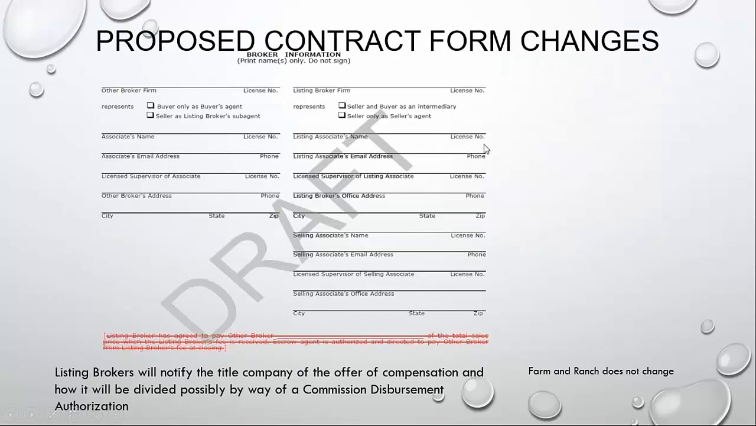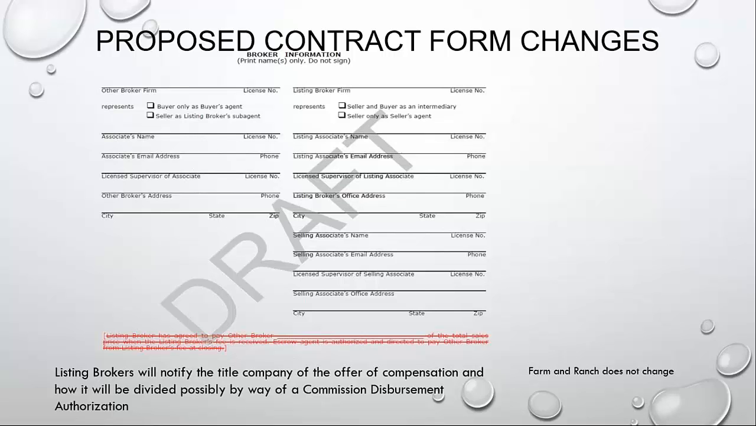This is kind of a big one. On the broker information page, down at the bottom where it puts in there that the listing agent has agreed to pay other brokers some percentage of the total sales price is out. It is out of all contracts except farm and ranch. So we will no longer put on the information page, if passed, this part about what the offer of compensation is.